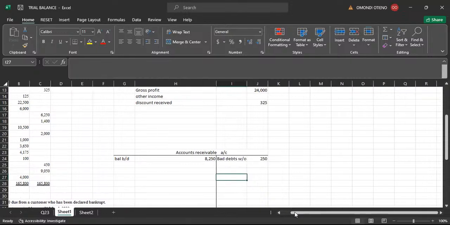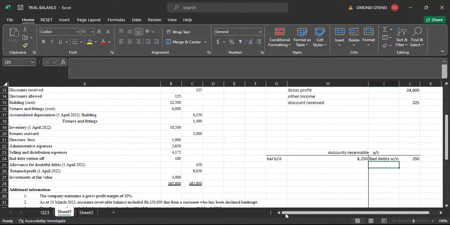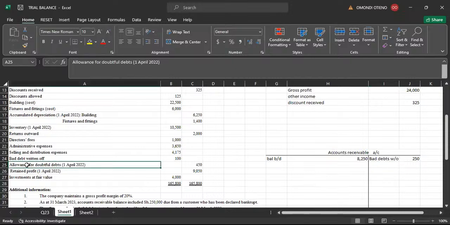So if we take it now there, they are giving themselves an allowance. So the provision for bad debts also reduces our account, the expected amount that we expect to receive. The provision for bad debts, provision or allowances for doubtful debts.